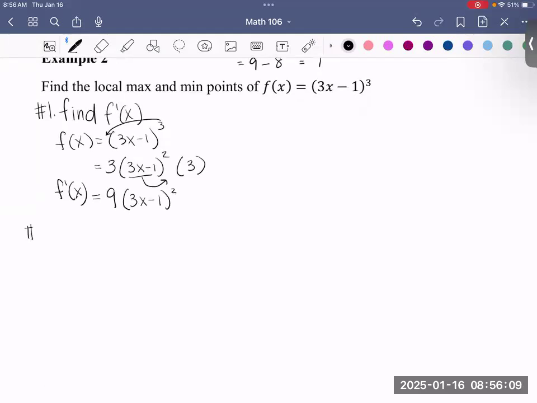Now we get to set your first derivative equal to 0.